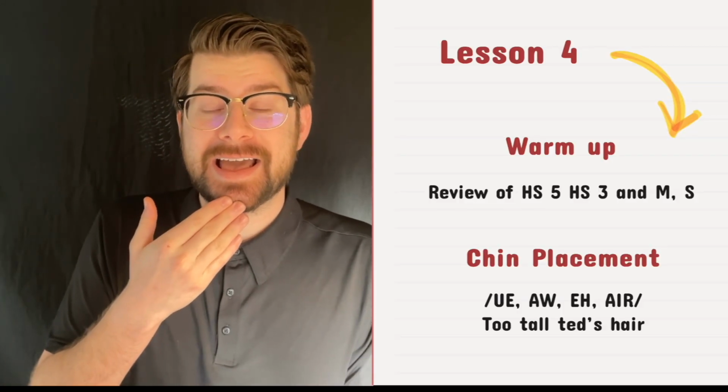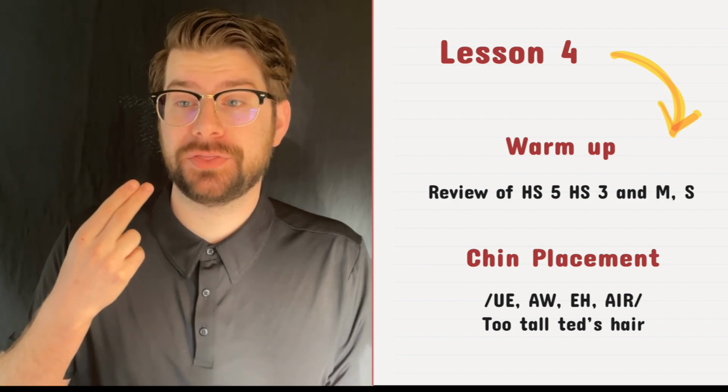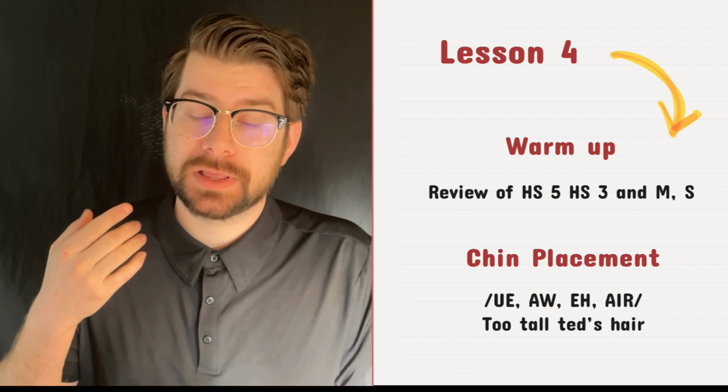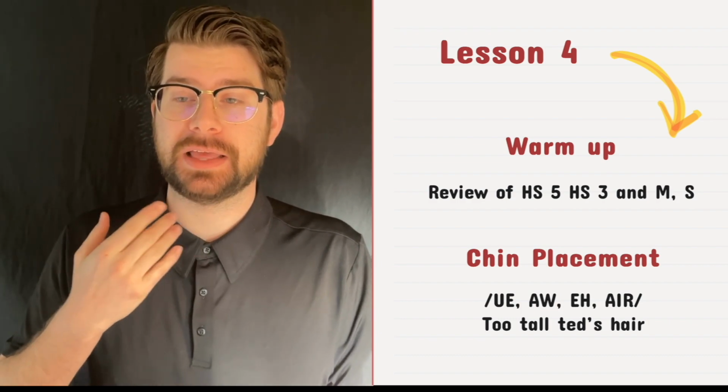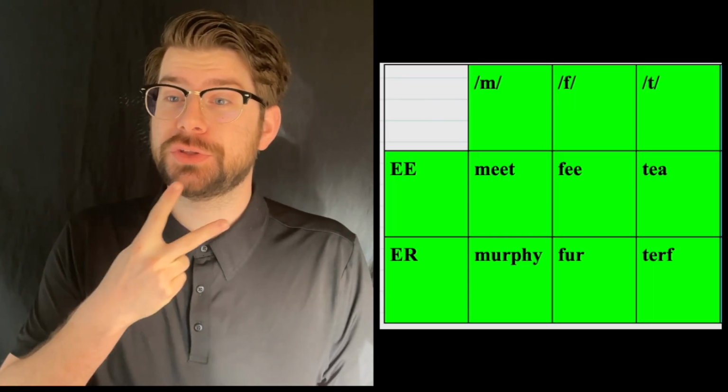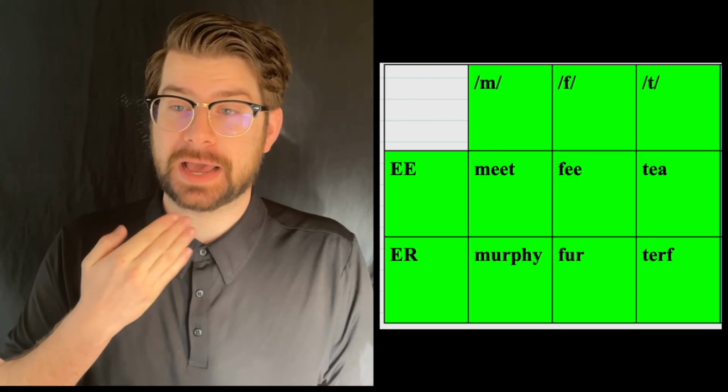So let's get started. In lesson 4, we're going to review the things we learned in our last video, and we're going to learn the chin placement, which is the sounds oo, ah, eh, and then just like we had the ear sound, we have the air sound. Ear from the mouth and air from the chin. So we're going to cue some words for review now.